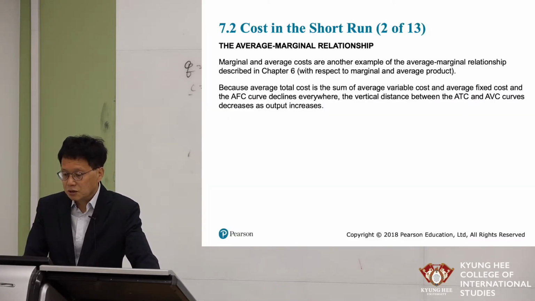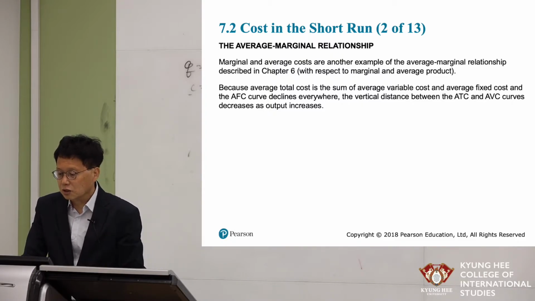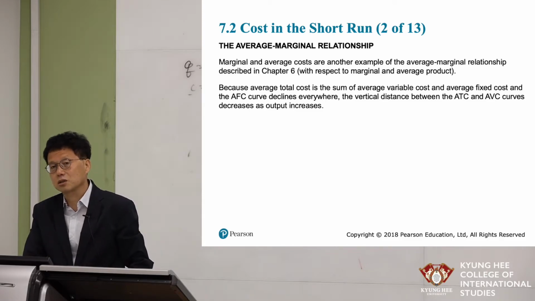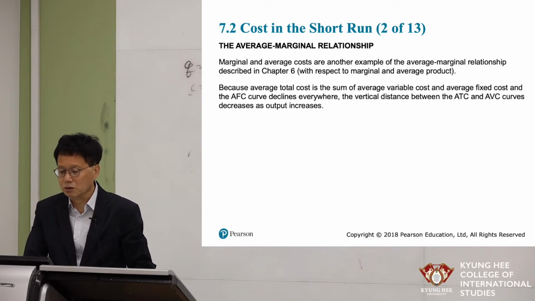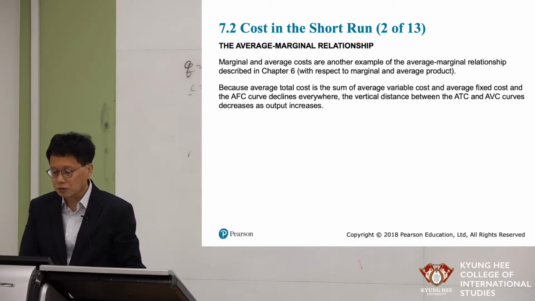Marginal and average cost are another example of the average-marginal relationship described in chapter 6. I already explained the marginal product of labor and its relationship with the average product of labor. Graphically, because average total cost is the sum of average variable cost and average fixed cost, and the AFC curve declines everywhere, the vertical distance between the average total cost and average variable cost curves decreases as output increases. I already explained.